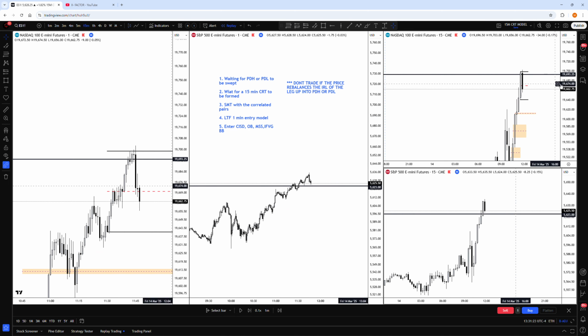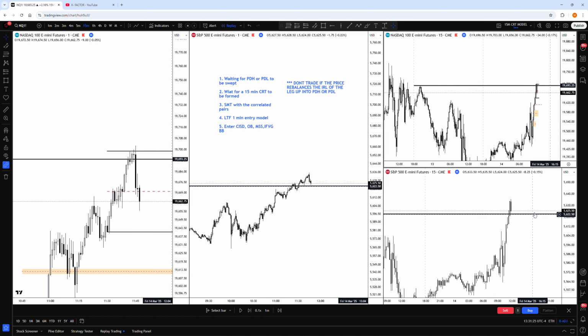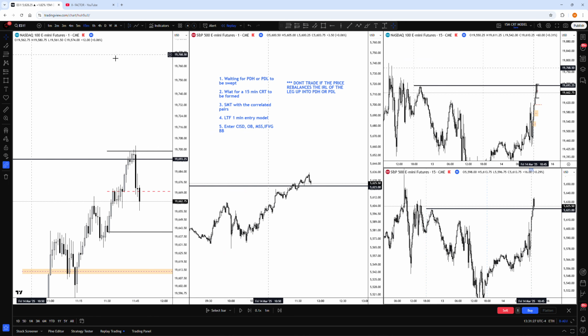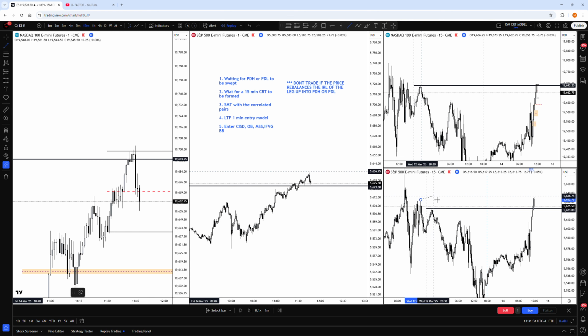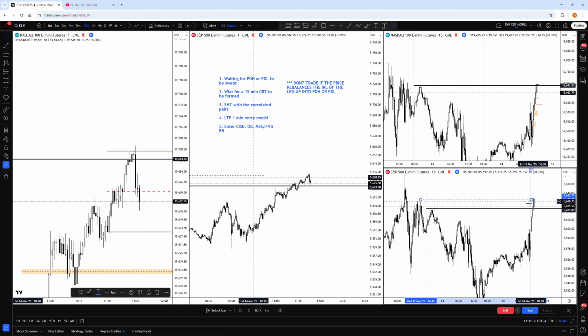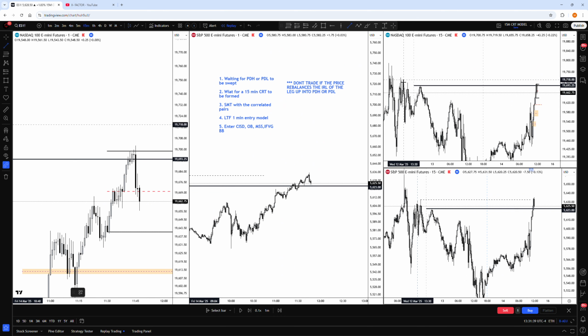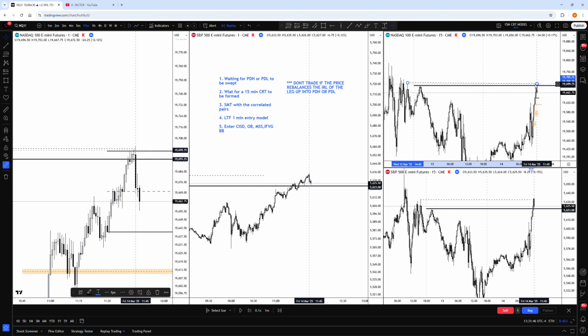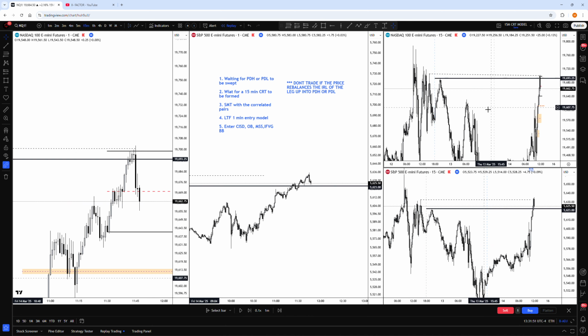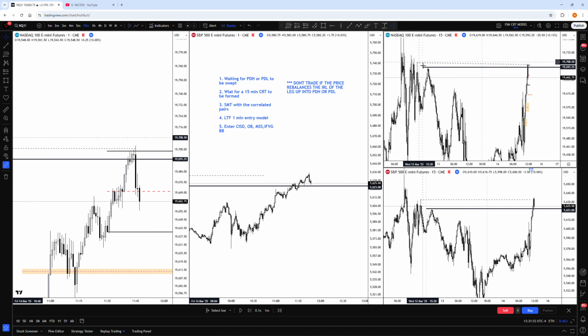Number 3 is SMT. So let's see if there is an SMT here. And there absolutely is. So you have these highs here at 2:45 on Wednesday that were taken on the ES. And those highs at 2:45 were not taken on the NQ. All right, so there is an SMT forming.